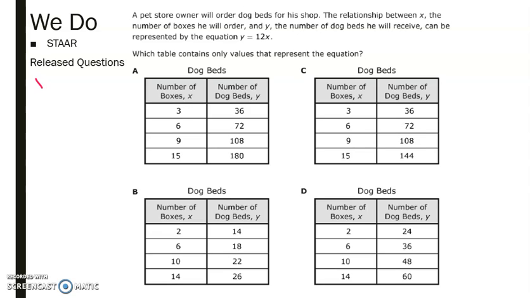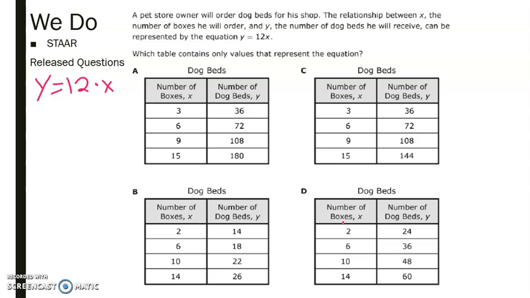So if you guys remember, Y equals 12X, that means to multiply. Normally when they don't have an operation symbol, it means to multiply. So in this case, we're going to multiply 12 by X. So in this case, this is my X, these are X's, these are X's, and these are X's. So I'm going to check this to make sure that the values are correct.